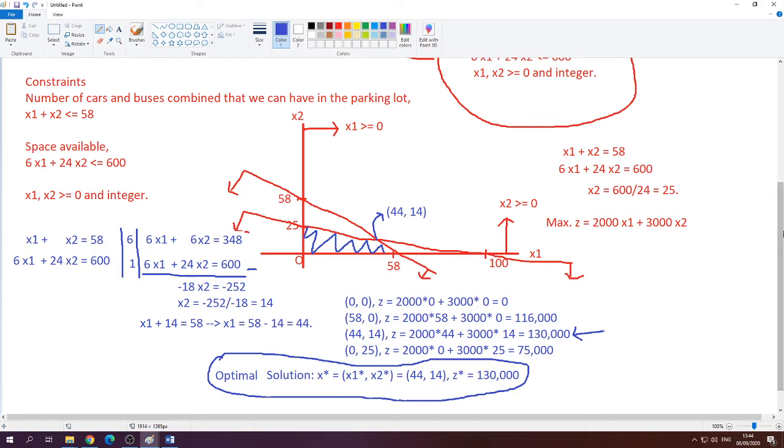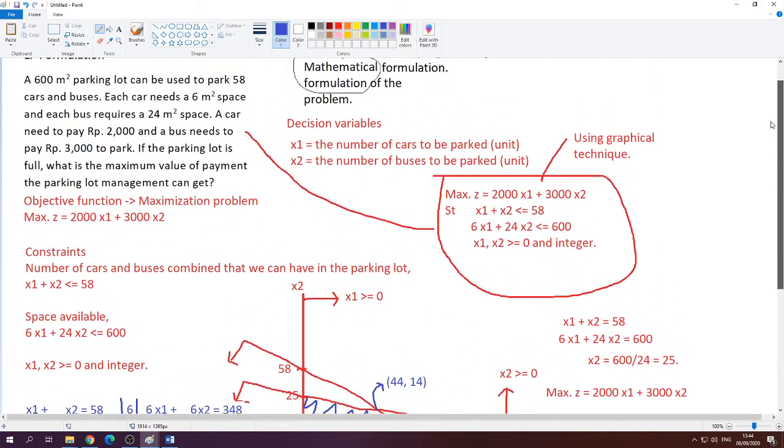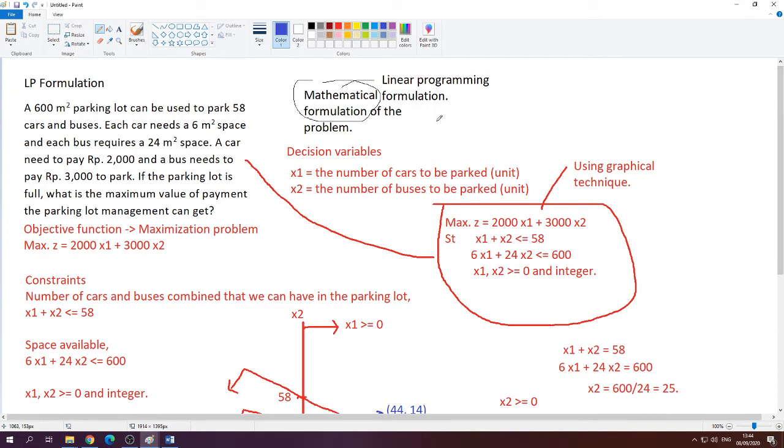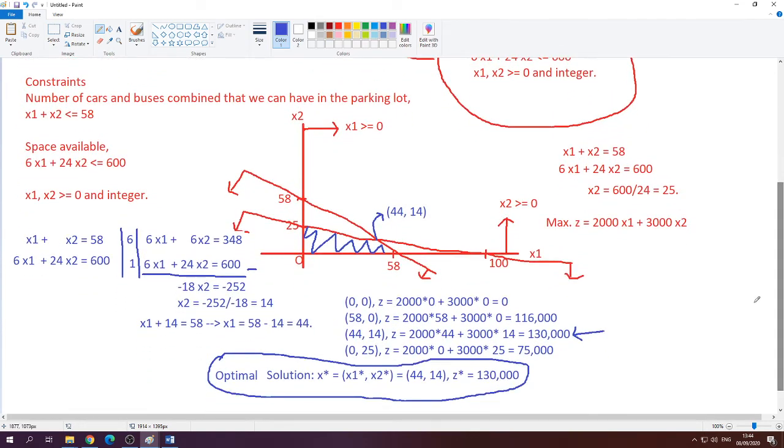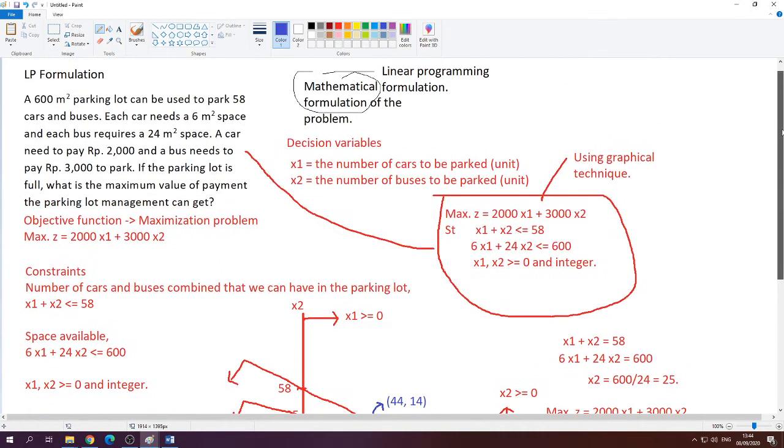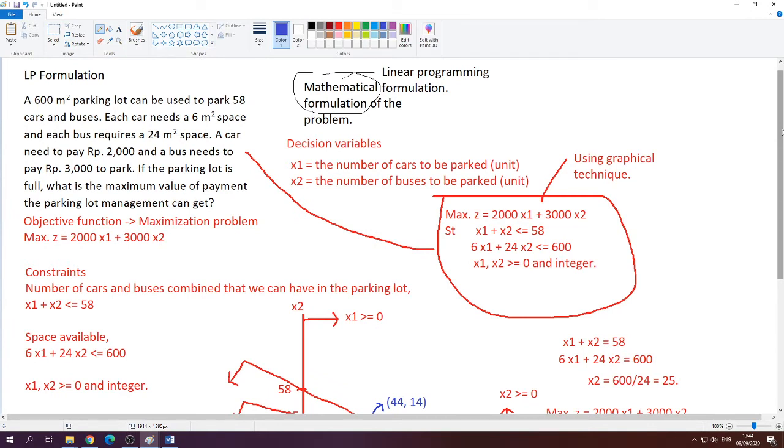Okay, so this is a very simple LP formulation model, and it is also very easy to get the solution to the problem. Now I think I'm gonna give you another example of how to develop an LP formulation.